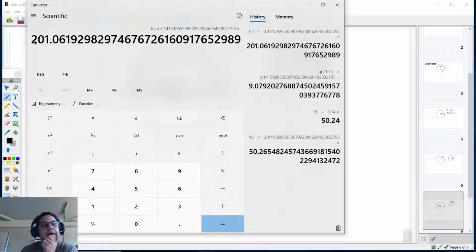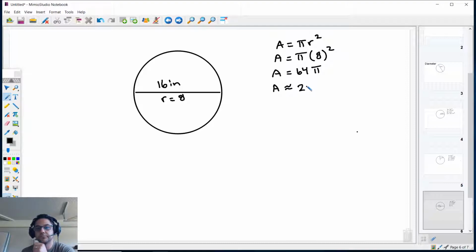Practice our rounding, 201.06. Again, another one, 5 and up, round up. So it's going to be 201.1. And this time we have inches, and don't forget inches squared again. If your units are incorrect, your answer is incorrect. So you got to be really careful there.